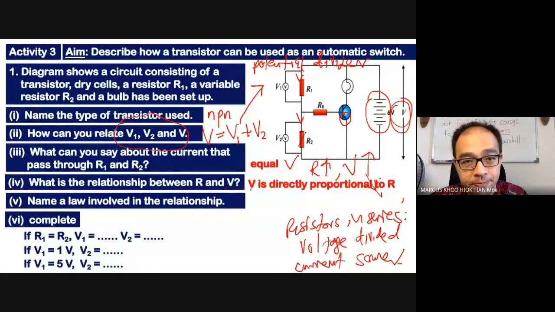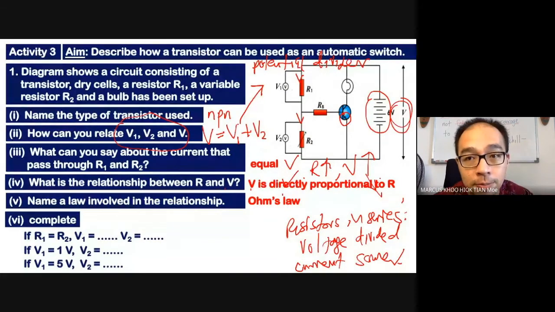So again, these first few things are just facts that we need to understand before we go and understand about this circuit. Now, name a law that is involved in this relationship. It is Ohm's law. We studied this in chapter 3.